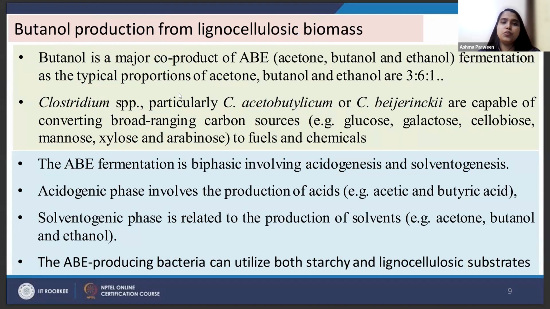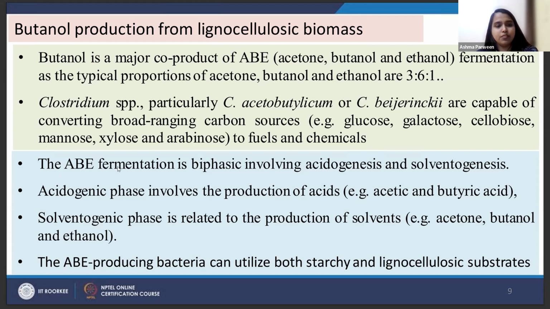So next is butanol production from lignocellulosic biomass. Butanol is one of the co-products of ABE, that is acetone, butanol, and ethanol fermentation. The acetone, butanol, and ethanol are produced in the ratio of 3:6:1. These are some of the strains of microorganisms which are capable of converting a broad range of carbon sources to fuels and chemicals.